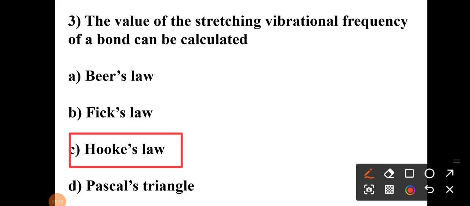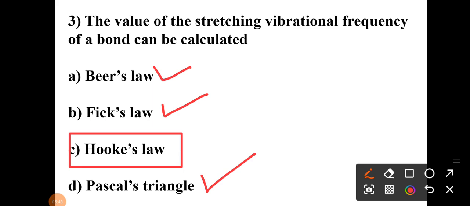So what is the Beer-Lambert law? In UV spectroscopy, absorption is directly proportional to the concentration. That is the Beer's law. Fick's law is related to diffusion. Then Pascal's triangle we have seen in NMR for the multiplicity, like singlet, doublet, triplet.